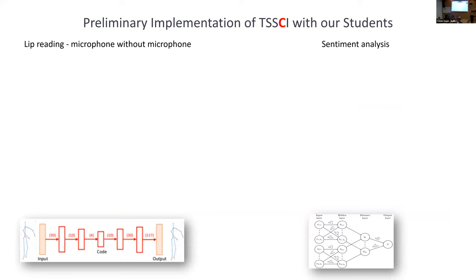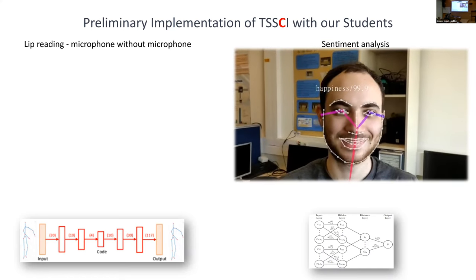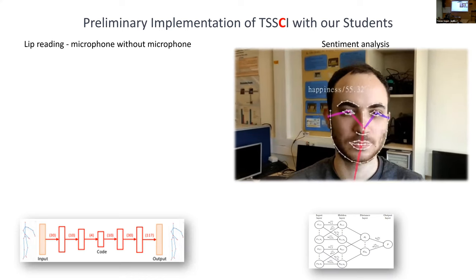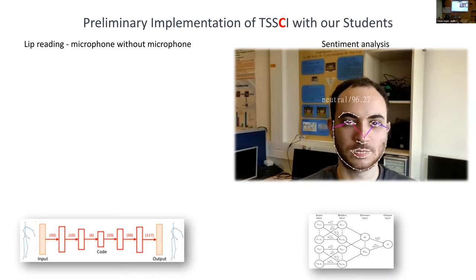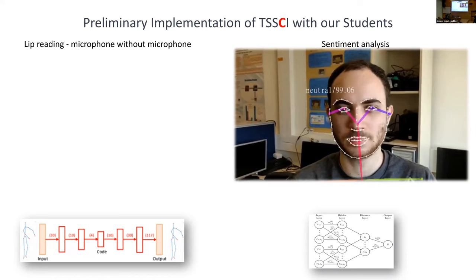But now we have some other students that have done something, and one of them we are supposed to know. In the preliminary stage, they suffered a lot from me because the whole TSSCI concept was not that defined at that time. So one group did sentiment analysis: look at happiness, or whether it's natural, and look at the confidence level from the system, and everything is based on that concept.